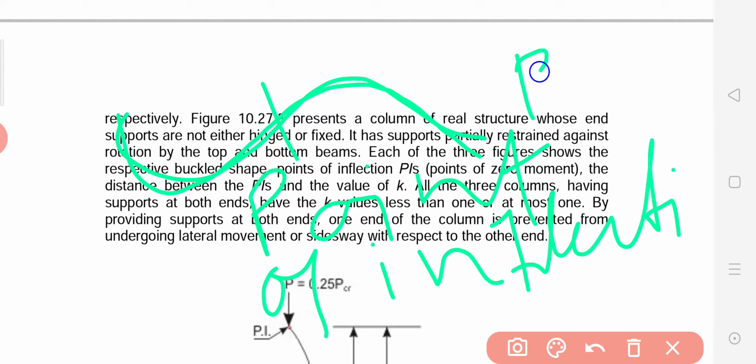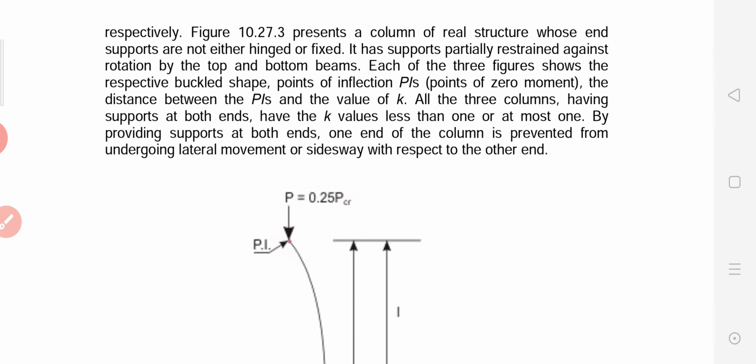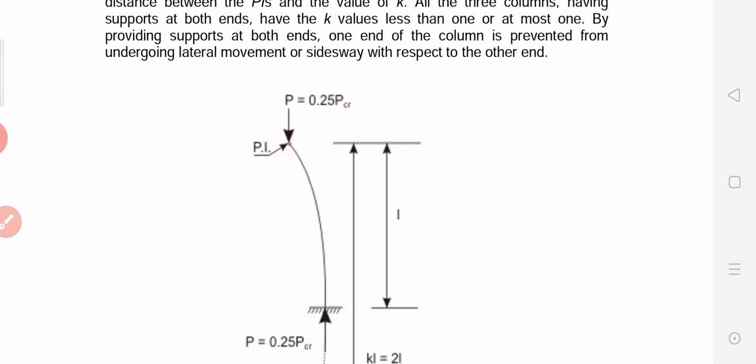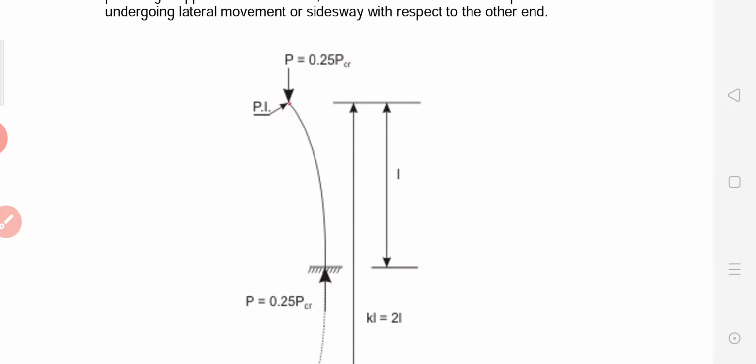We can also write it as short, PI. The distance between the point of inflection and the value of K: all three columns having supports at both ends have a K value less than 1, or at most 1, by providing supports at both ends. One end of the column is prevented from undergoing lateral movement or sideway with respect to the other end.